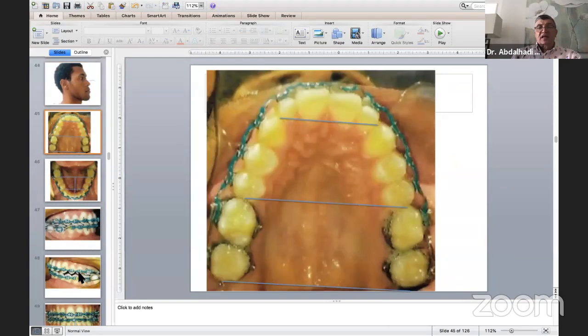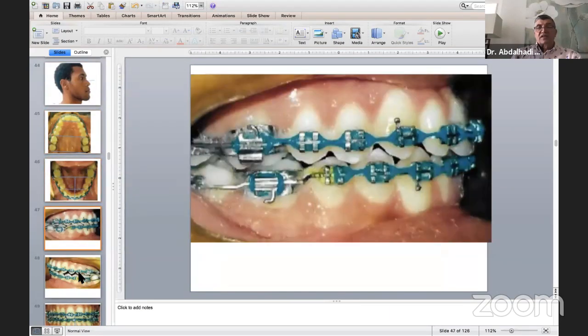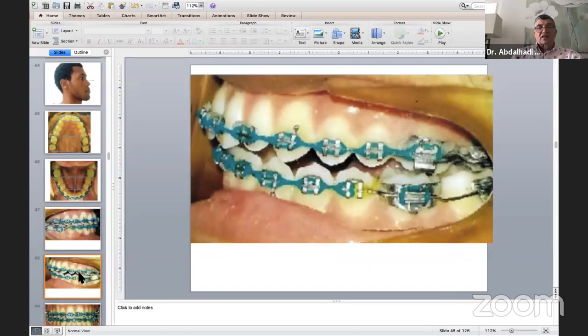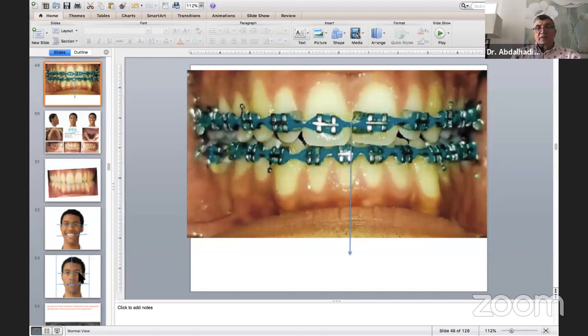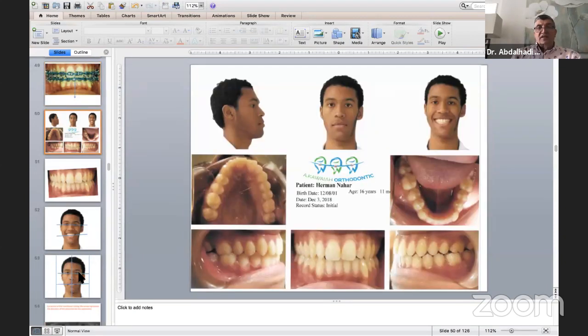This is a dental analysis. This is a case you see before I started him. So the midline is deviated. And this is when I want to start. So I remove everything and I make my initial records.